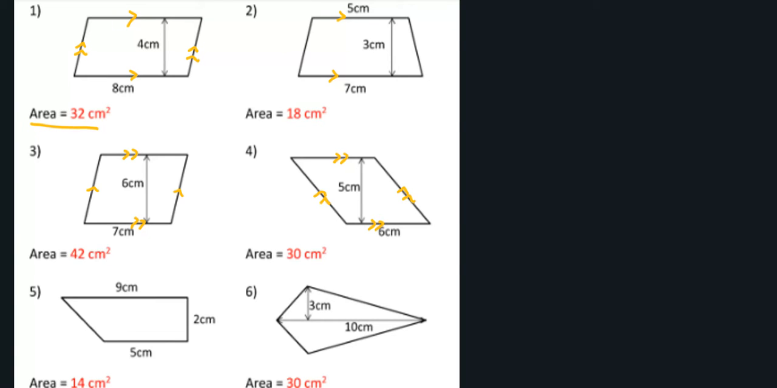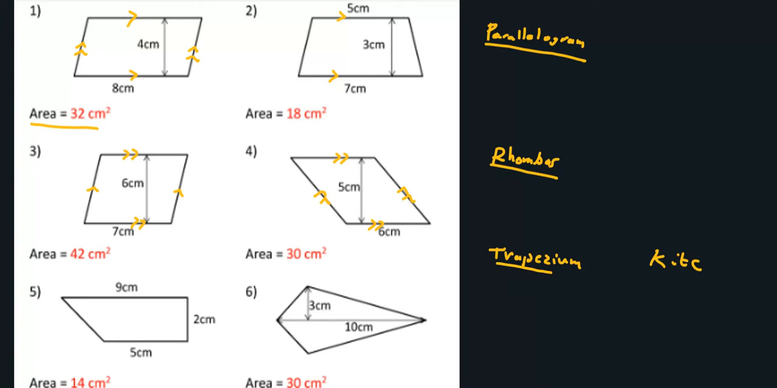Now I'm just going to set out the correct workings for a parallelogram, a rhombus, trapezium, and a kite. So the first thing we do is we start off with the formulas. So let's do that then. Now you need to memorize these formulas.